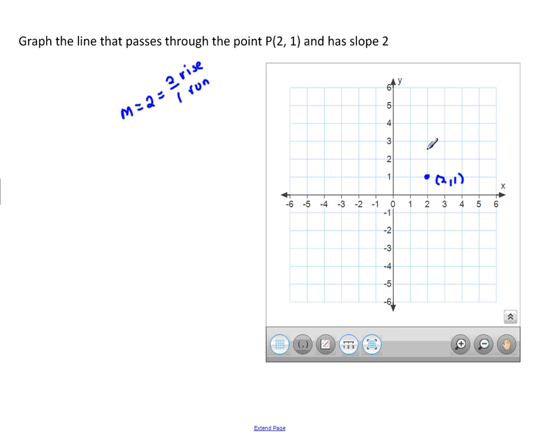So rise 2, run 1, and our next point might be found here at (3, 3), right? We could get another point if we wanted to: go up 2, to the right 1. So now we're at the point (4, 5). We could even go backwards. If we went back 1, we could go down 2 and be at the point (1, -1).